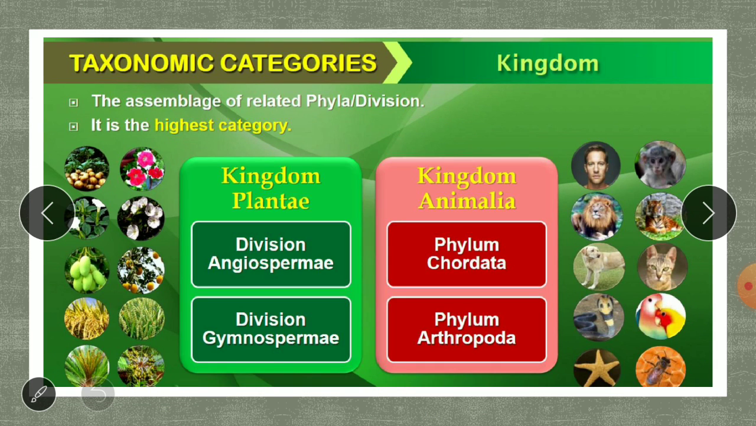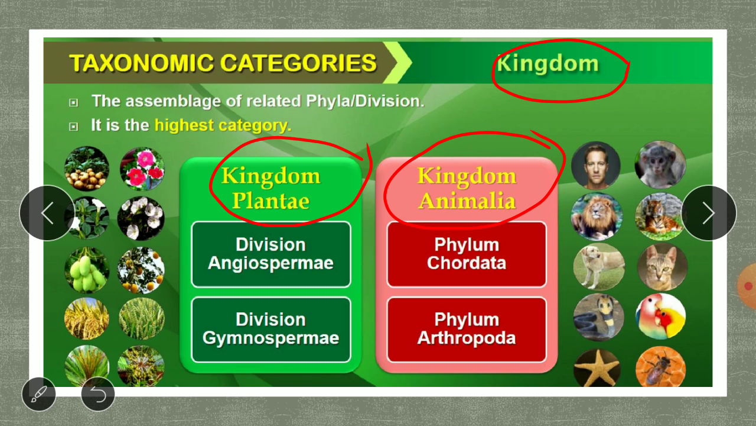Coming to the last one, the highest category, that is your kingdom. All the plants are included in the kingdom Plantae, and all the animals are included in the kingdom Animalia. This is the highest category.